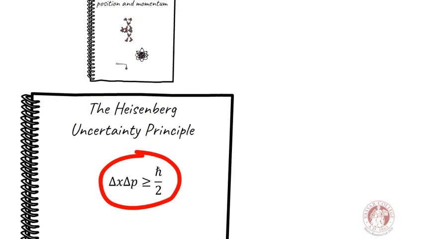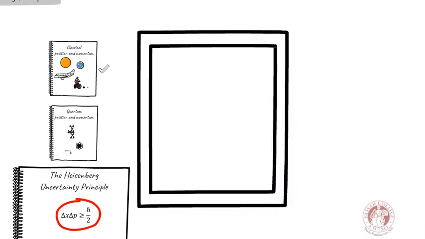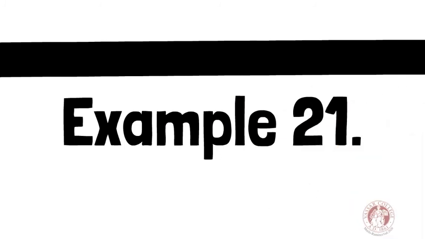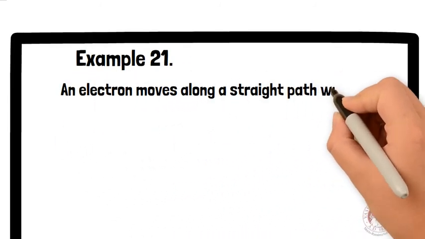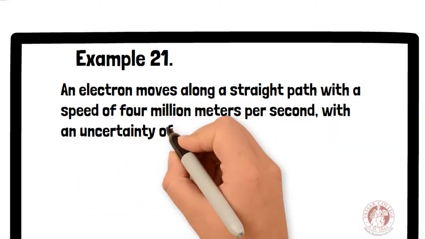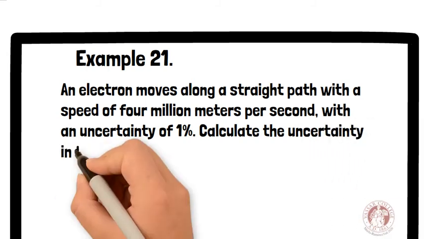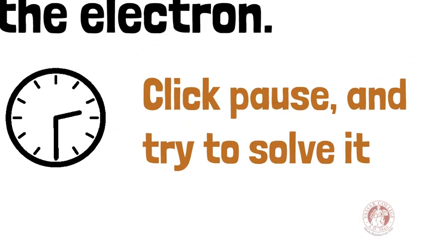Let's solve an example to understand the uncertainty principle in a better way. Example 21. An electron moves along a straight path with a speed of 4 million meters per second, with an uncertainty of 1%. Calculate the uncertainty in the position of the electron. Could you solve it? Answer.